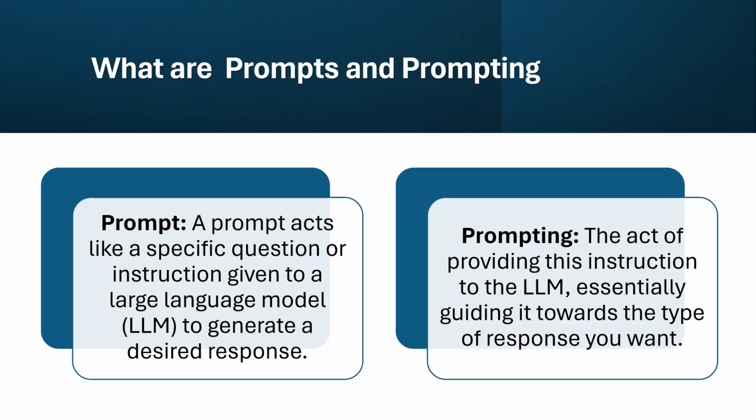First, let's understand what prompts and prompting are. A prompt is like a specific question or instruction given to a large language model, or LLM, to generate a desired response. Prompting is the act of providing this instruction to the LLM, essentially guiding it towards the type of response you want. So let's clear it up a bit. A prompt is basically the question that you give to the AI. And when you give a prompt to the AI, that is called prompting.